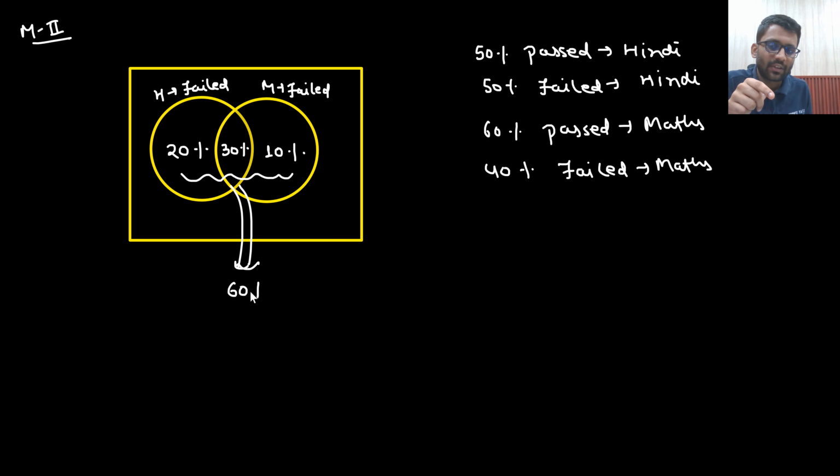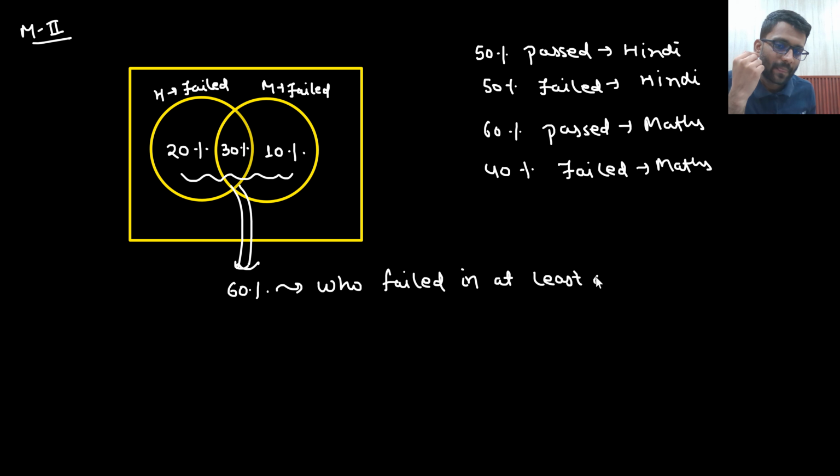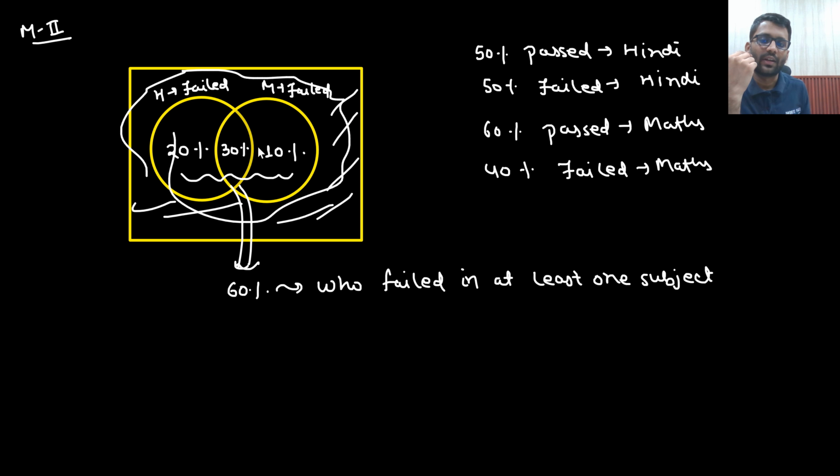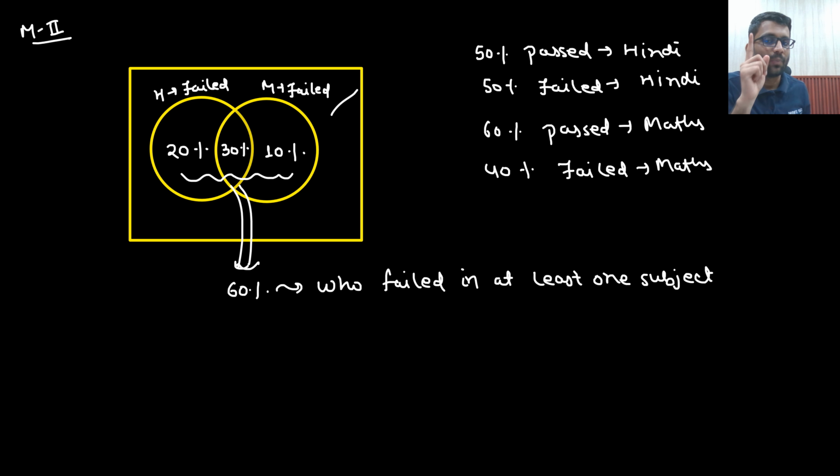So there are 60% of the students who failed in at least one subject. They either failed in maths, or they failed in Hindi, or they failed in both. 60% of the students failed in at least one subject. So from here, what do you understand? Those who are outside, what are those? Those are the guys who passed in both. That means 40% of the guys passed in both.